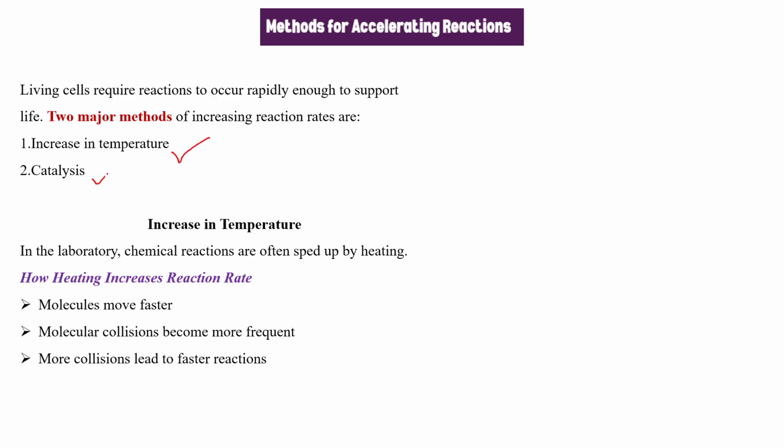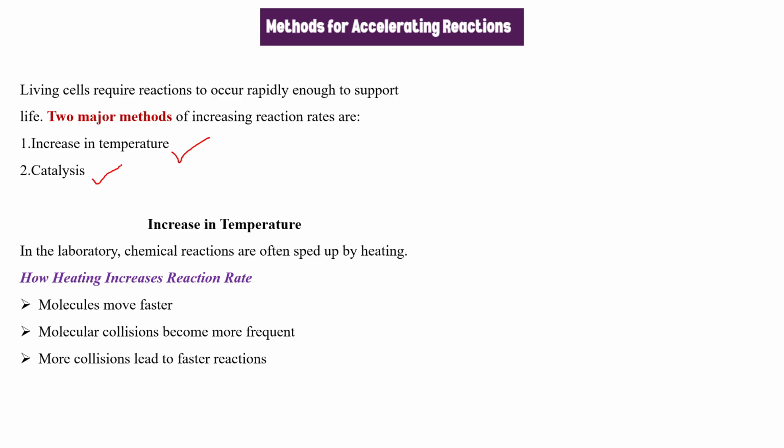These two things, never forget about it. For a reaction to proceed rapidly enough to support life, the two things that we need are an increase in temperature and catalysis. But remember, temperature also comes with a problem, because for catalysis we need enzymes, right? Enzymes are proteins. So if the temperature is very high, what happens to proteins in a higher temperature environment? They denature, so the enzyme is going to lose its activity.